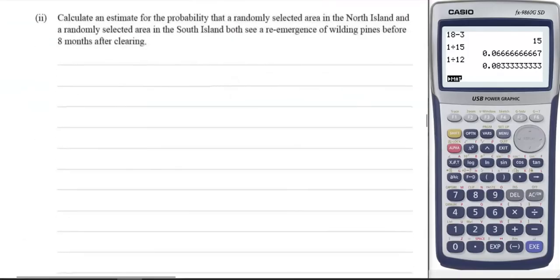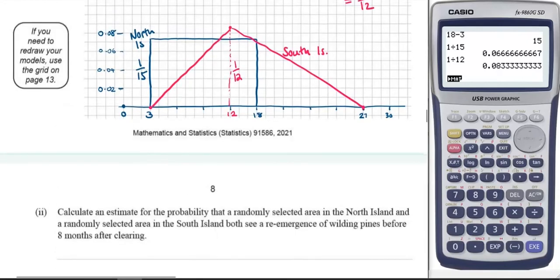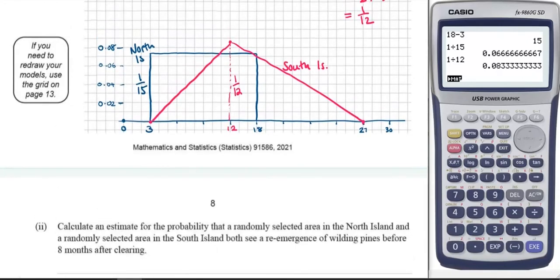Okay, part 2, calculate an estimate for the probability that a randomly selected area in the North Island and a randomly selected area in the South Island both see a re-emergence before 8 months after clearing. Okay, so back to our graph. Before 8 months, so that's going to be, here's an 8. Actually, let me do that in another color. So 8 is just here.